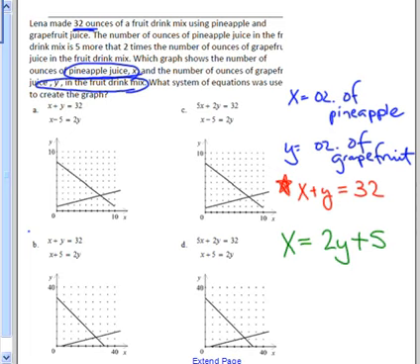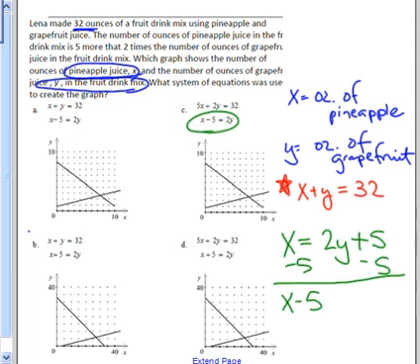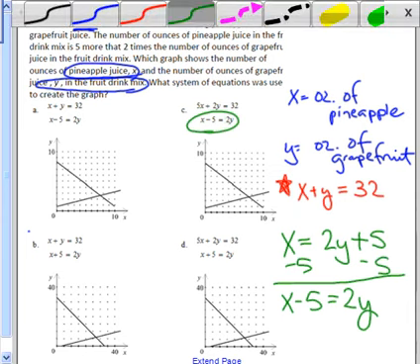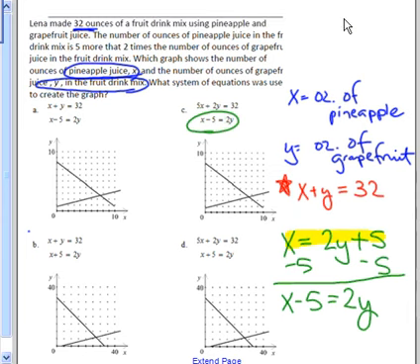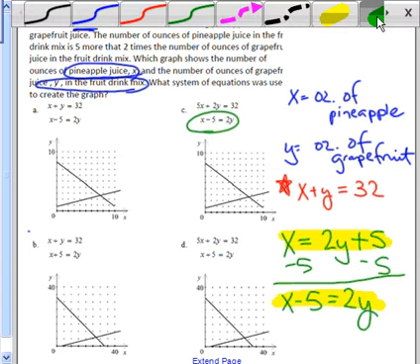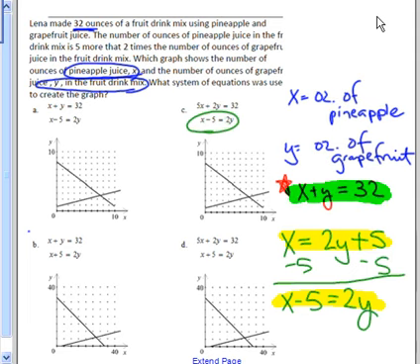Or you'll notice I see some that look like this. If you subtracted 5 from both sides just to rearrange, this would be X minus 5 is equal to 2y. Now, it doesn't matter which one of those you do, but I'm just saying that this one and this one are equivalent. Okay? And then if you look at this equation, this is the other one, X plus Y equals 32. So the first thing I want to look at is that one has an X plus Y equals 32. That one has an X plus Y equals 32.